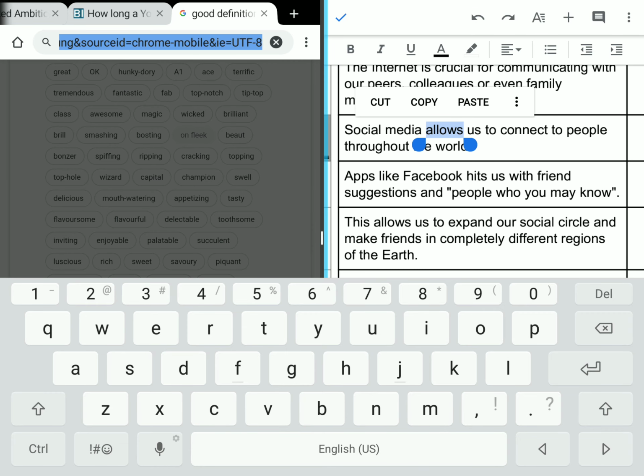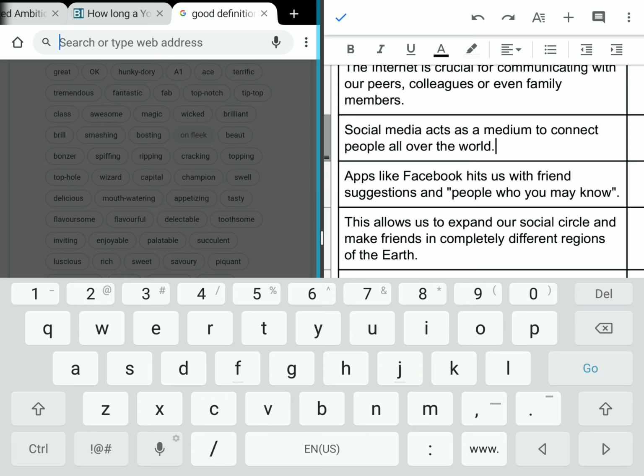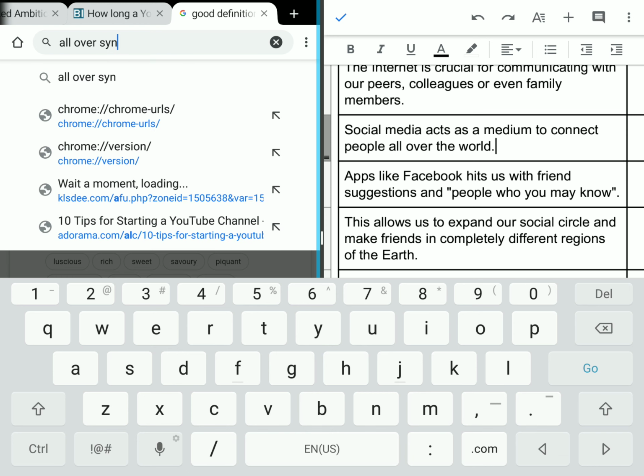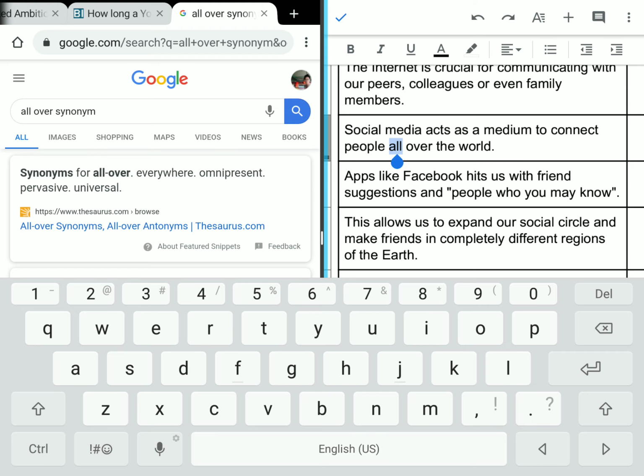But I think I already have a sentence for this. Acts as a medium to connect people all over the world. Now, all over, we could actually change that, I think. Okay, to connect people universally.